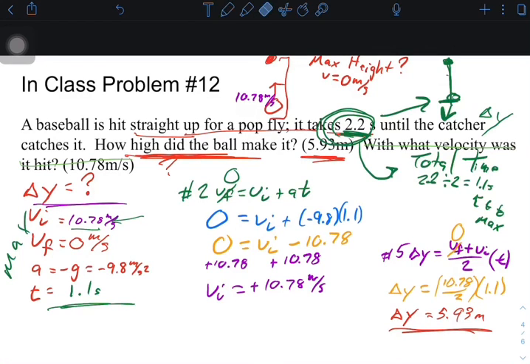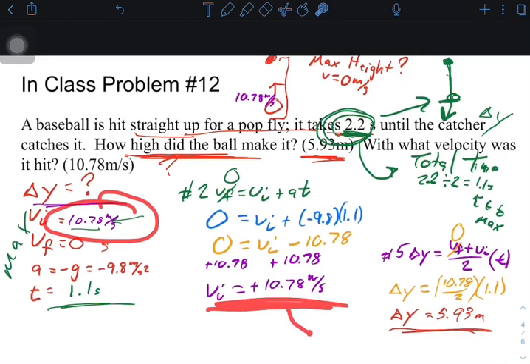Now we can say, with what velocity was the ball hit? Oh, that's asking what is my initial velocity, which we had to solve for in order to get to that final step. So we're actually done already. If you have any questions, please let me know.